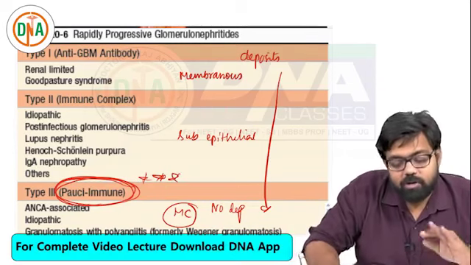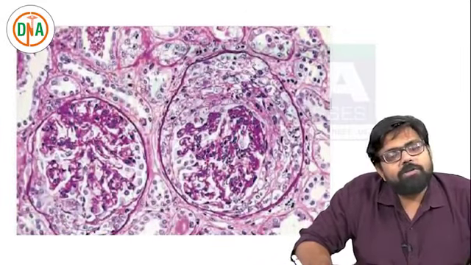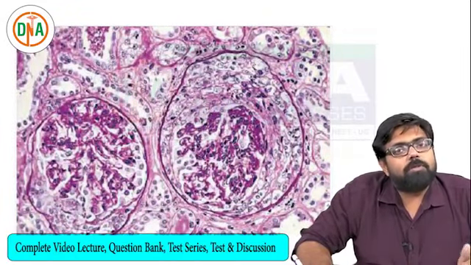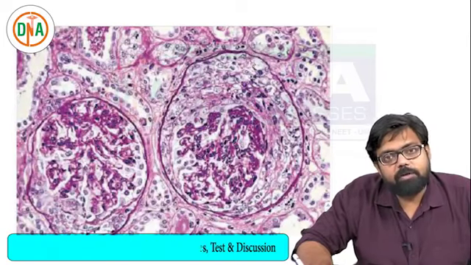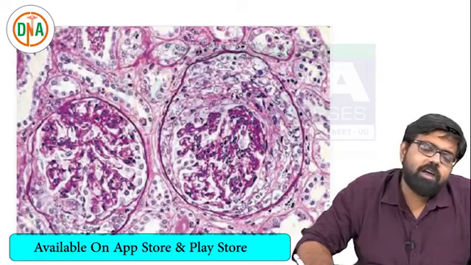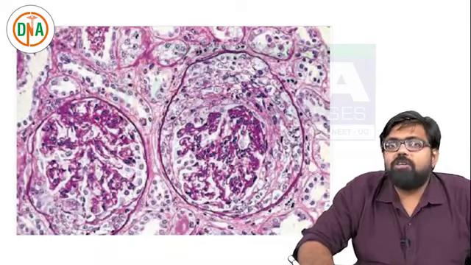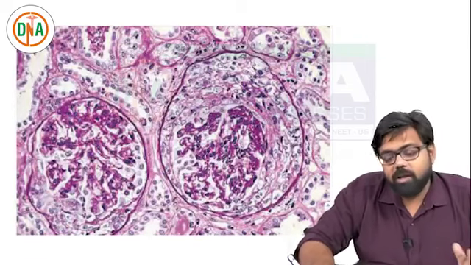Now let's have a look at each individual type of RPGN. The light microscopy of RPGN 1, 2 and 3 is the same, just as the gross is the same. So on light microscopy, generally we cannot distinguish whether it is 1, 2 or 3. You compulsorily need electron microscopy or immunofluorescence to know the pattern of the deposit.